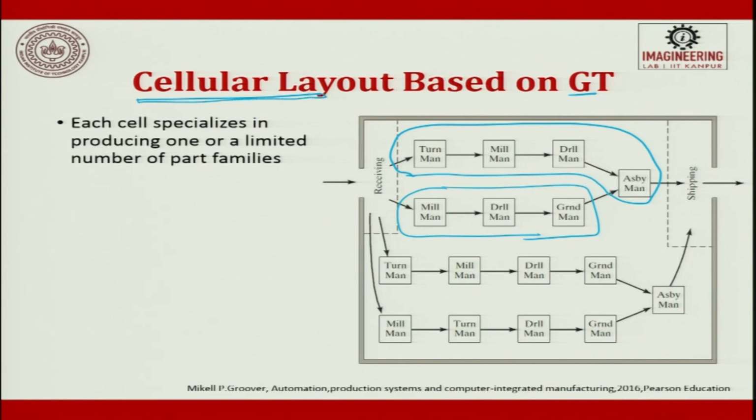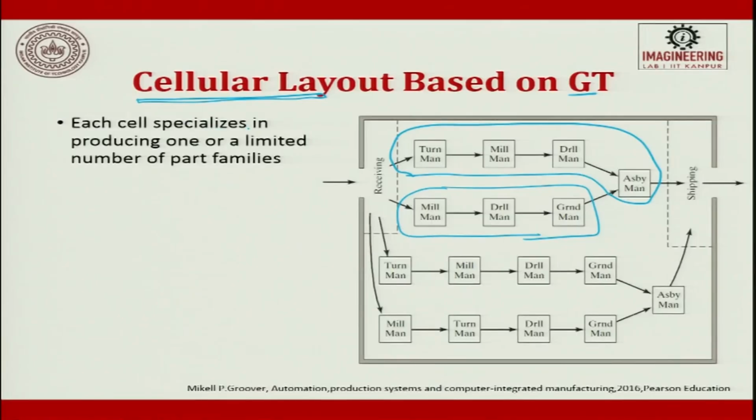In cellular layout, the grouping of machines has happened only in the fashion of what are all the parts which can be made, which is different from the previous slide. In the previous slide, we have grouped all the machines which are similar. Each cell specializes in producing one or a limited number of part family.